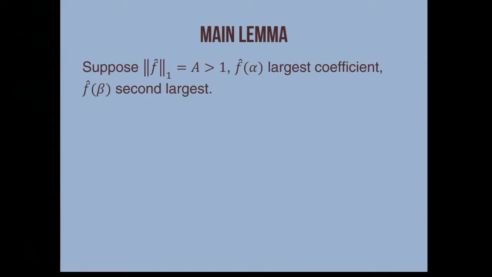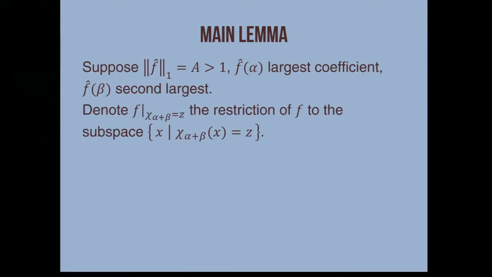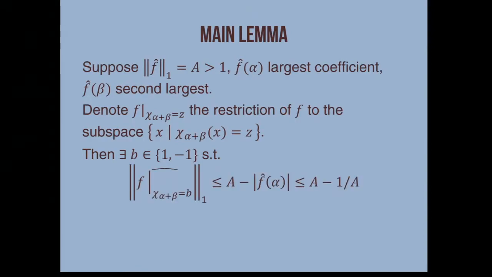And let's just add some notation here. f hat of alpha is the largest coefficient in absolute value, and f hat of beta is the second largest. Let's denote by f restricted to chi_{alpha+beta} = Z the restriction of f to this subspace, or f on the subspace where chi_{alpha+beta} equals Z, with Z equal to 1 or -1. Then what I claim is that you can find B, either 1 or -1, such that if you restrict f to the subspace on which chi_{alpha+beta} equals B, the spectral norm drops by at least A minus the absolute value of f hat of alpha, which is also at least A minus 1 over A.